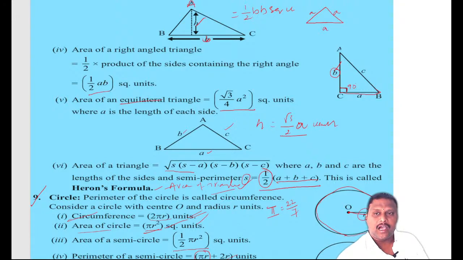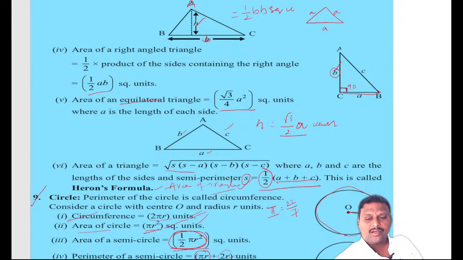Therefore, area of the semicircle means half of the circle, that is area is pi r square, which equals pi r square by 2, that is half pi r square. Area of a semicircle is half pi r square, and perimeter of the semicircle is pi r plus 2r.